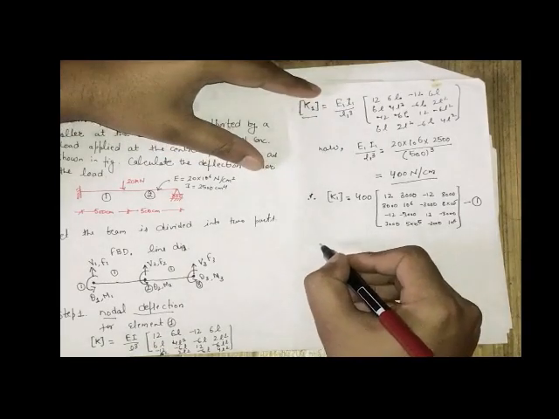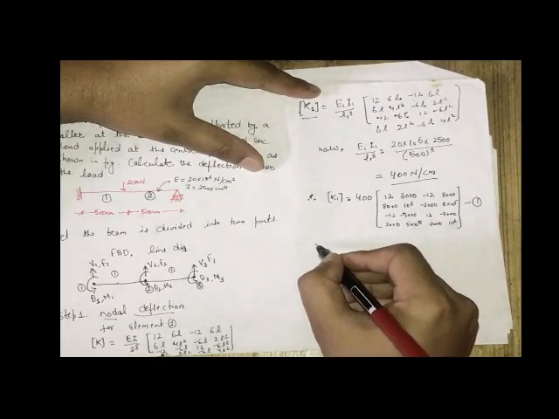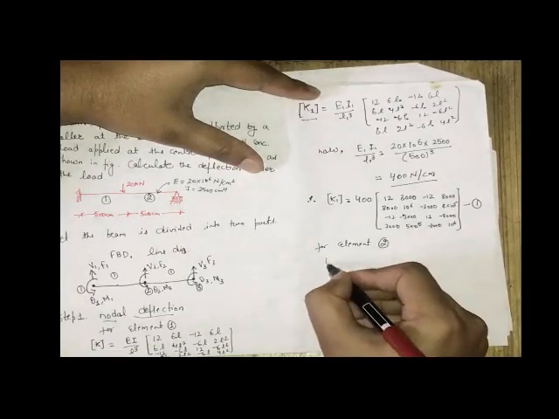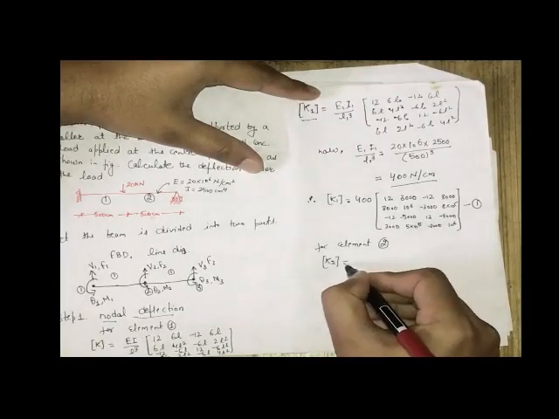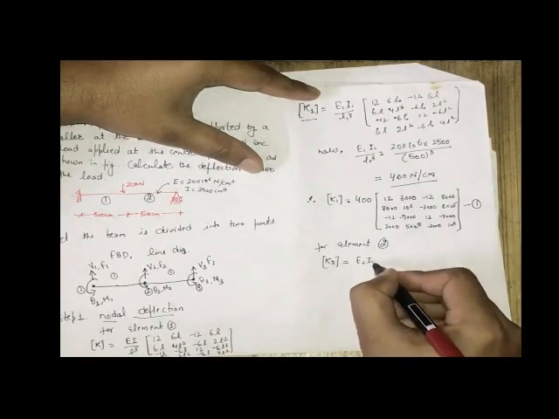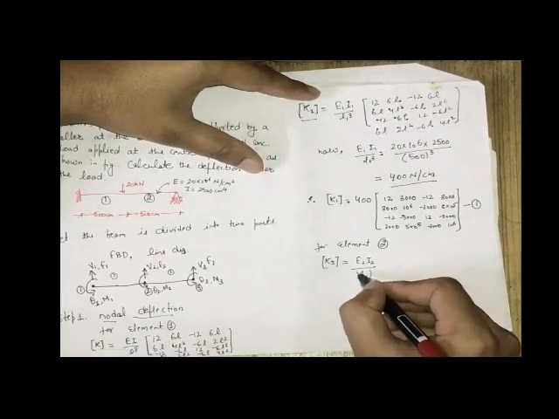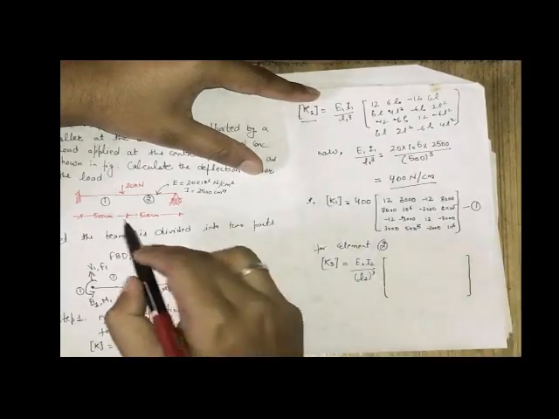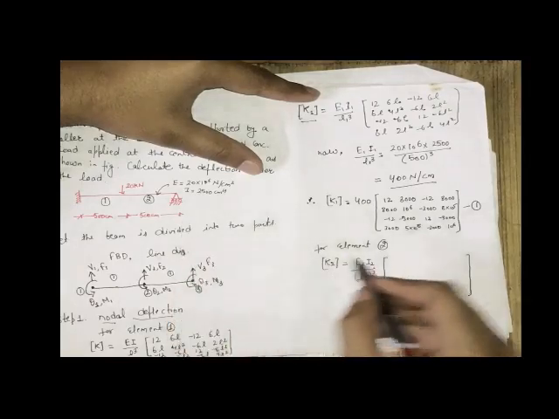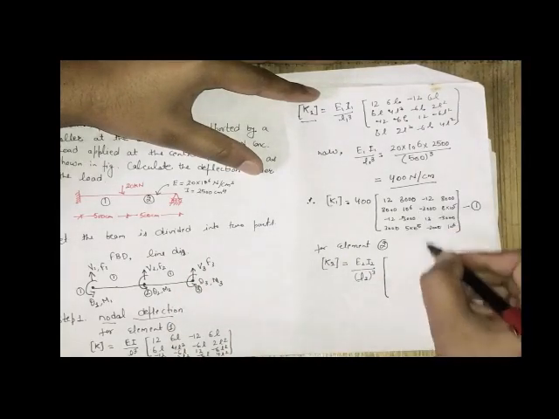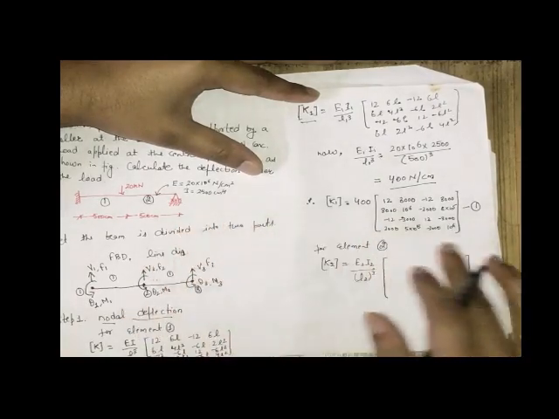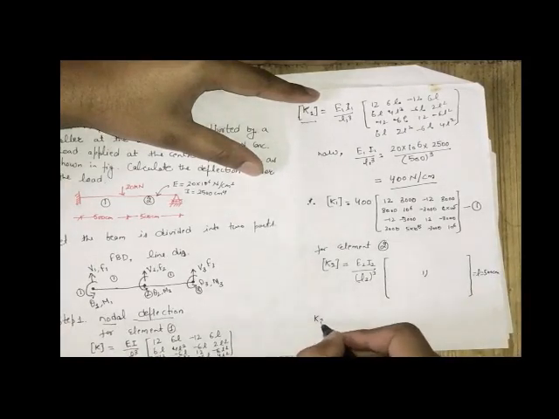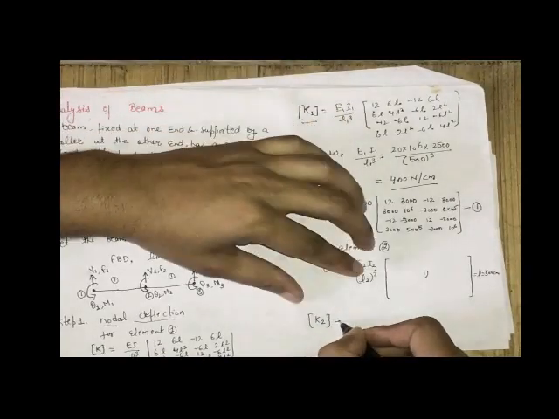Similarly, now calculate for element 2. For element 2, that is K2, here it will be E2, I2 and L2 cube. Again the matrix will be the same, because the length is the same and EI is also the same. The length is 500 centimeters and the properties are the same, so we write the same equation again, that is K2.